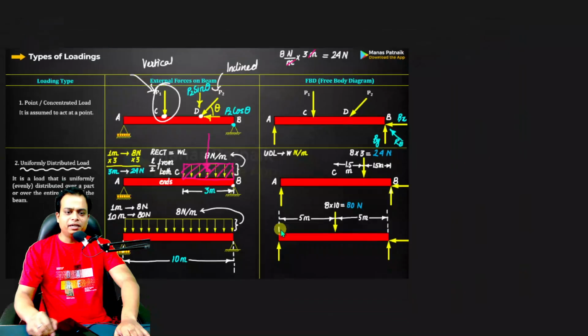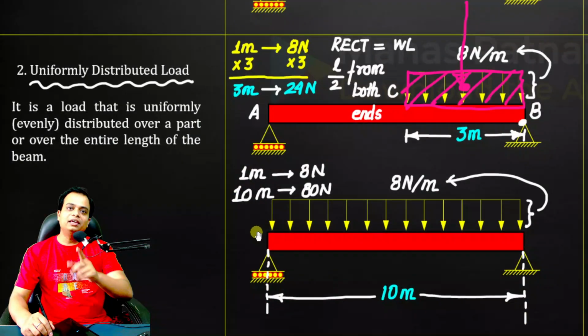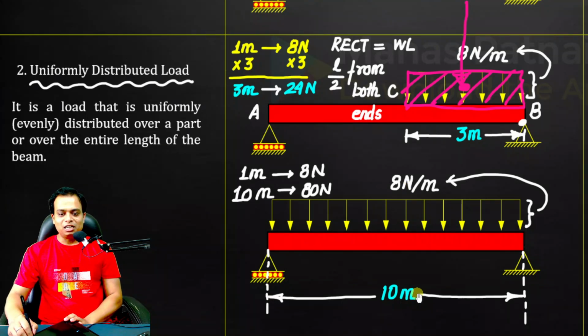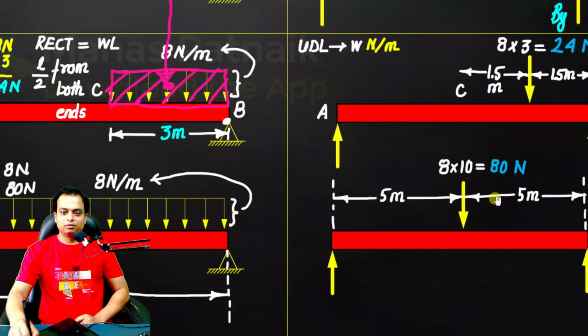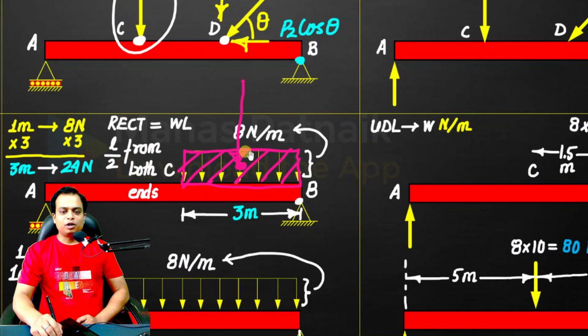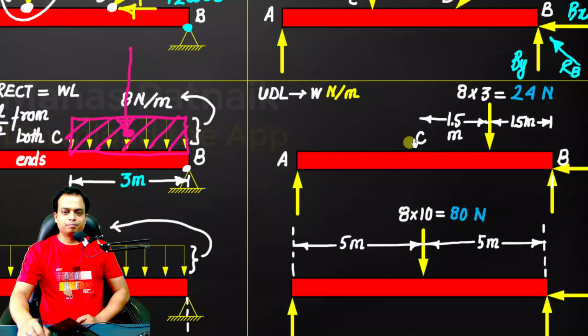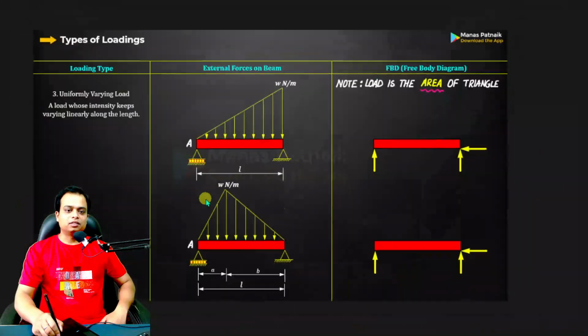The geometry there was that of a rectangle, and we calculated the area of the rectangle. This 8 multiplied by 10 gave you the area of the rectangle, and you said that this area of the rectangle is the load, that is load 80, and it is going to act at the center, that is 5 from both the ends. And here it was 3 by 2, that is 1.5 from C as well as P. So here also you have to do the same thing.